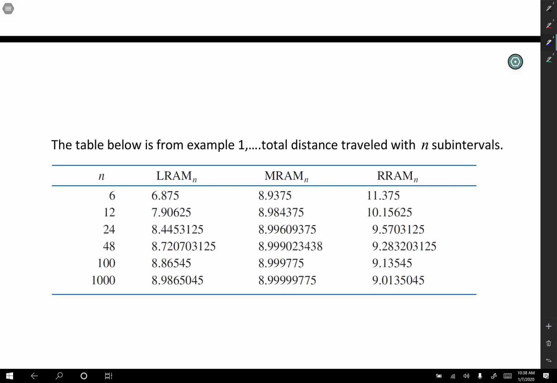All right, check it out. I want you guys to observe here. This is LRAM. When we use 6 rectangles, did we get 6.875? When we use MRAM, did we get 8.9375? When we use RRAM, did we get 11.375? Look what happens if I use more and more rectangles. Does my area get more and more precise? Yes. What do you think all 3 of these are converging to?